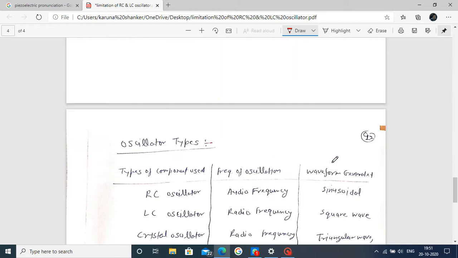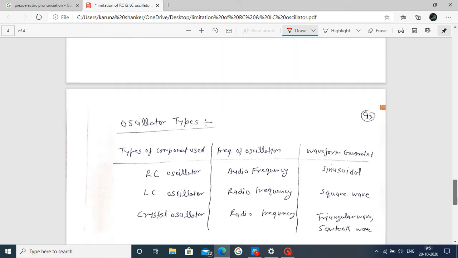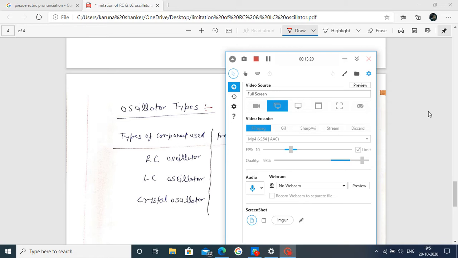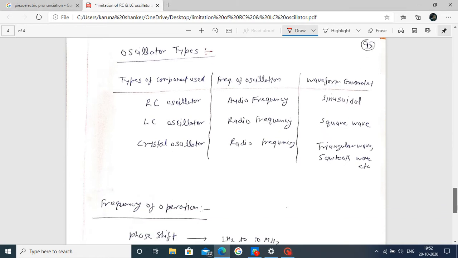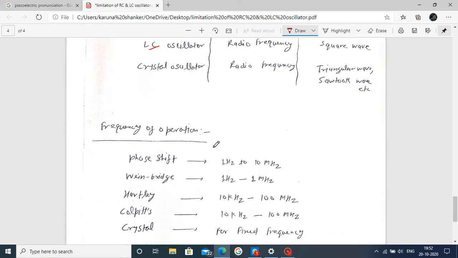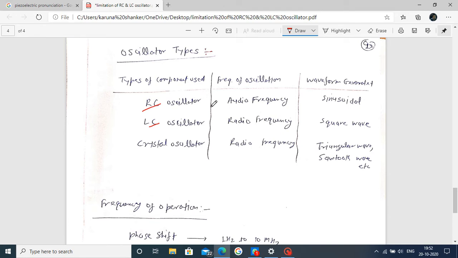Now we focus on the comparison of RC, LC and crystal oscillators, by the types of component used. RC oscillators are generally used in audio frequency ranges and produce a sinusoidal waveform. LC oscillators are used in radio frequency and produce a square wave. Crystal oscillators are also used in radio frequency.